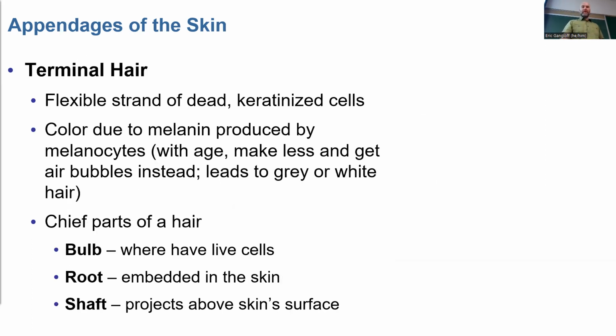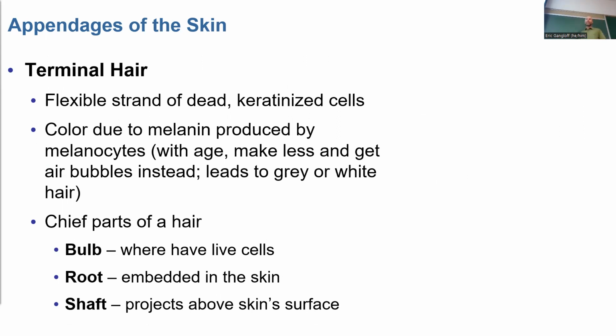So this terminal hair is a flexible strand, as you know. It's composed of cells, but all of these cells are dead and what's called keratinized. So there's this protein called keratin that composes your hair as well as your fingernails. This kind of rigid but also flexible protein that composes your skin. And the different hair colors are due to melanin that's produced by cells called melanocytes in your skin.